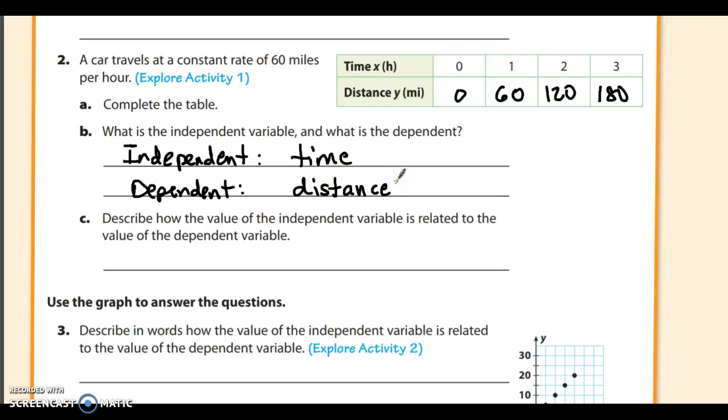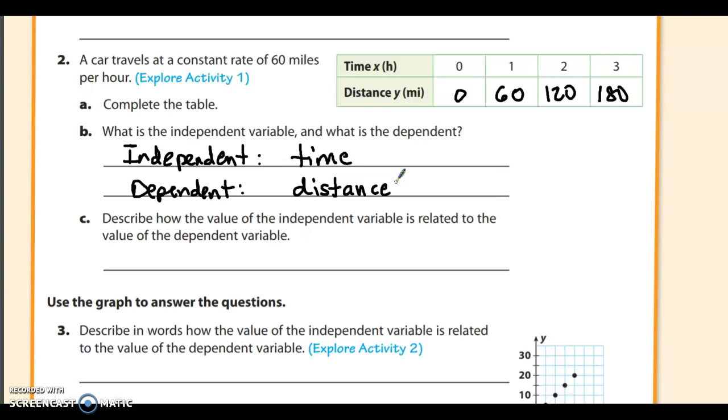If it asks us to explain it, it would be because the distance depends on the time. How far you go depends on how long you have to go. So the distance that you can travel would be the dependent variable. It would depend on how much time you have to travel.